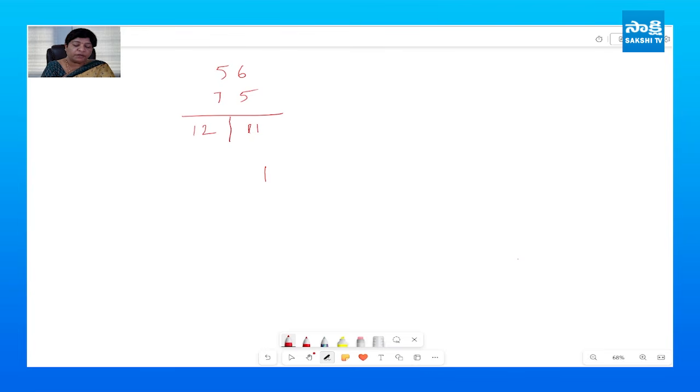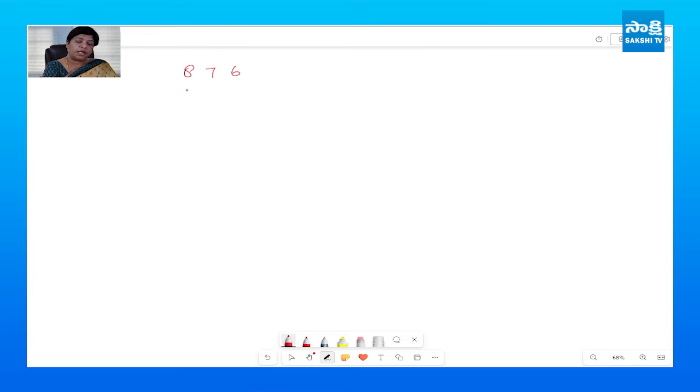The extra digit from the units place will be carried forward, and then we are going to add 2 plus 1, which is equal to 3, and then we retain 1 as is. So the answer to this is 137. Let's see another example.